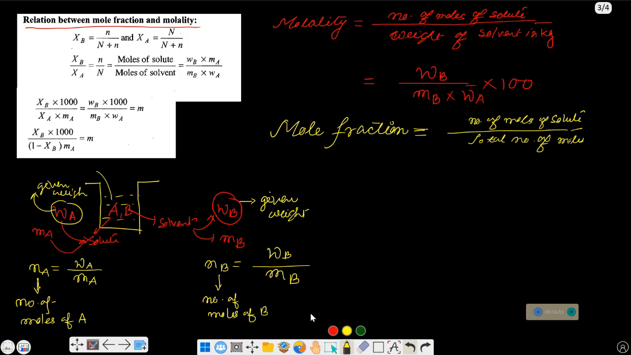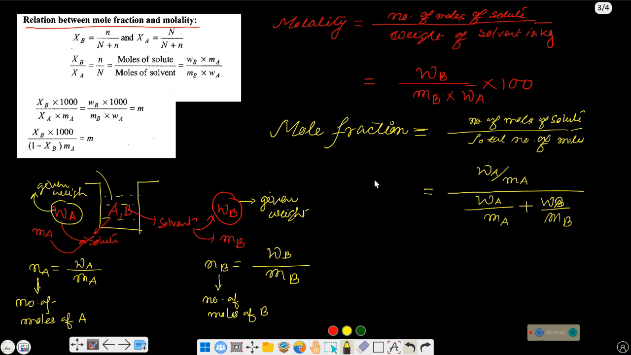Okay, so till this we have understood. Now let us see what the mole fraction will be. The mole fraction, I will write it. For the solute, WA by MA divided by the total number of moles, WA by MA plus WB by MB. Okay, so this is your mole fraction for this particular binary solution that we have assumed here.